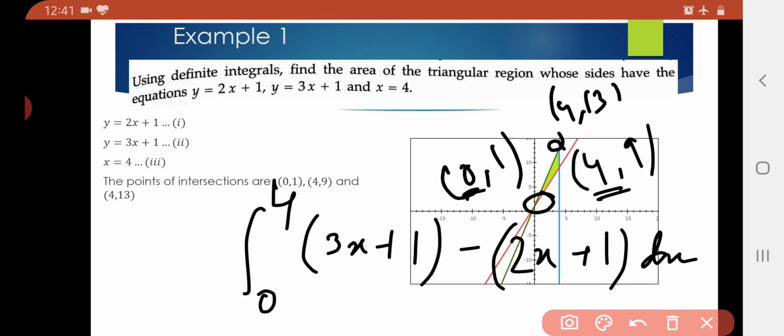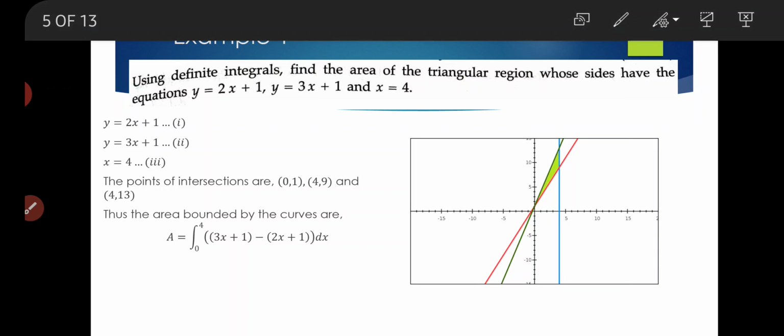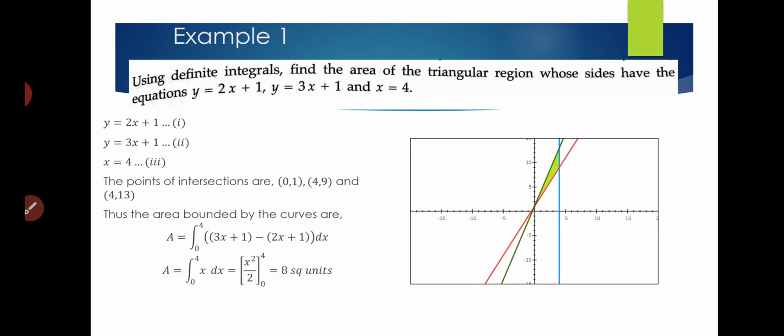So now let me just write it down fresh. So this is what our integration basically is. Integration 0 to 4, (3x plus 1) minus (2x plus 1) dx. So everything cancels, it becomes integration 0 to 4 of x dx, and that is x squared by 2 from 0 to 4, and that is 8 square units, right?